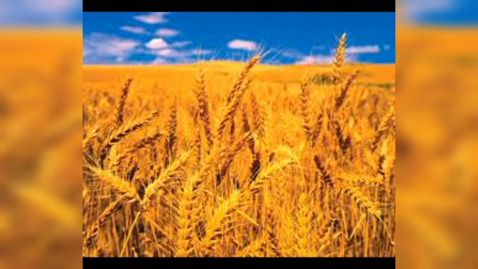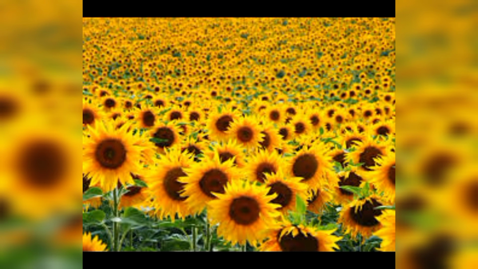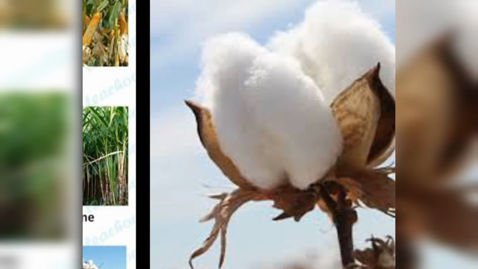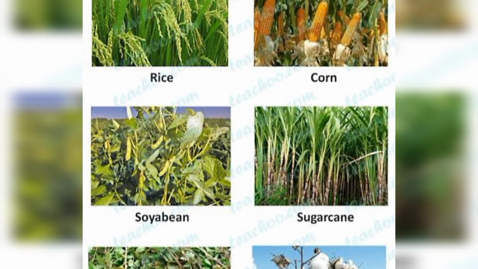Example, wheat, rice, etc. There are oil producing crops. Example, sunflower, mustard, etc. Or fiber crops, such as cotton and jute. All crops do not grow in all seasons.